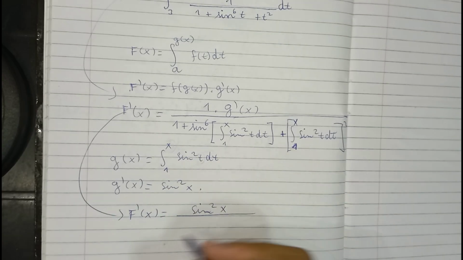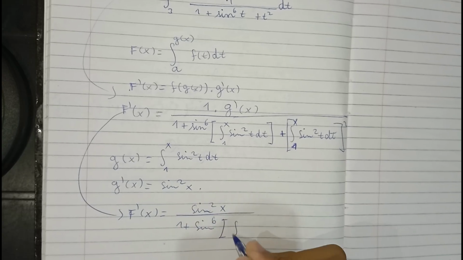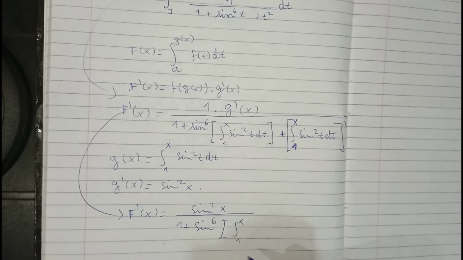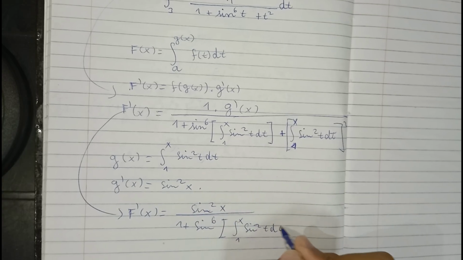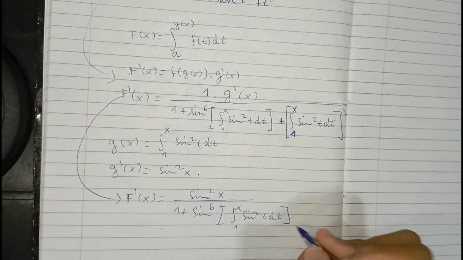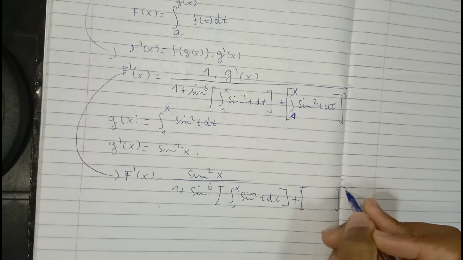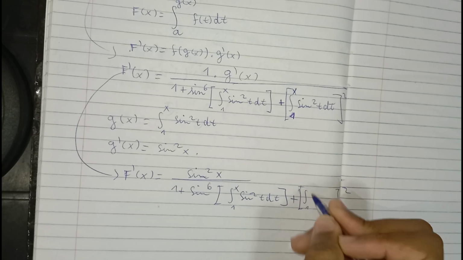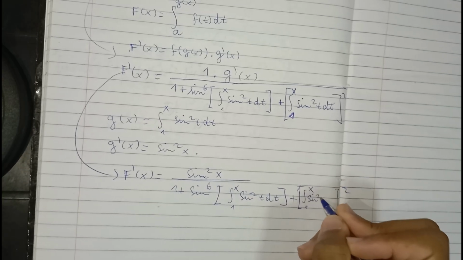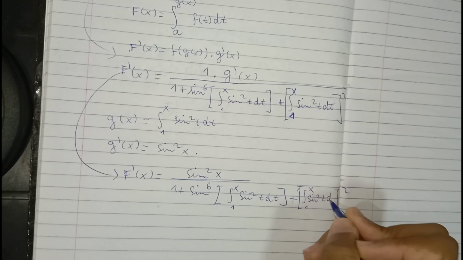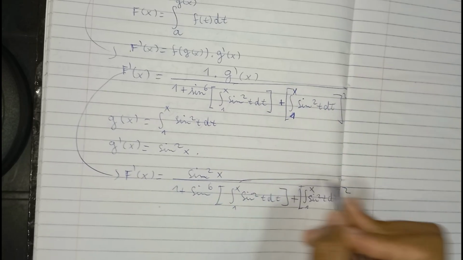So it's 1 plus sine to the power of 6, and this integral from 1 to x of sine square of t dt, plus all this integral to the power of 2 here. So we get the integral from 1 to x of sine to the power of 2 of t dt. So this is the answer.